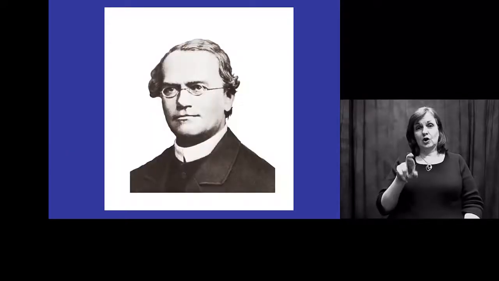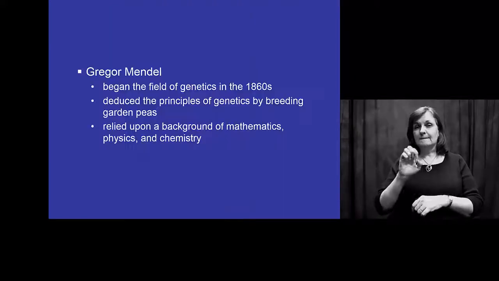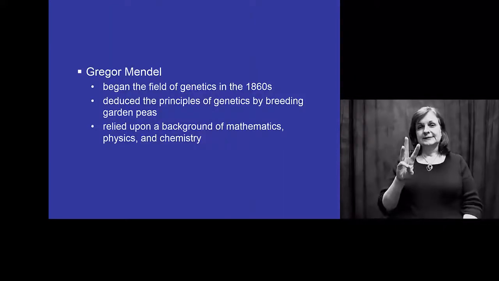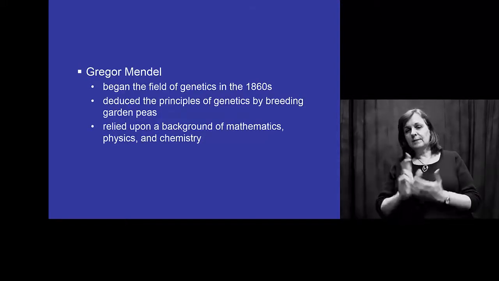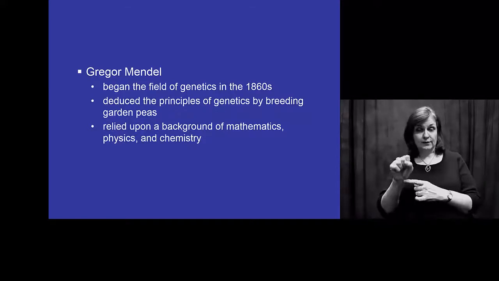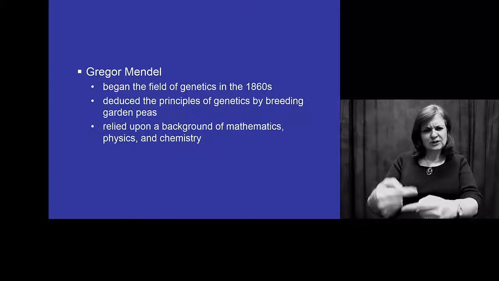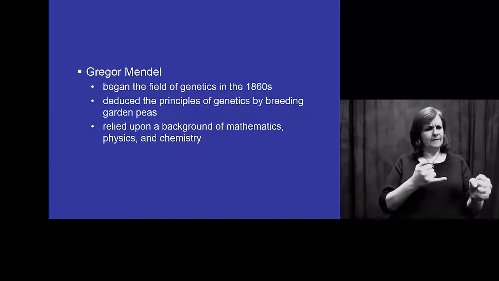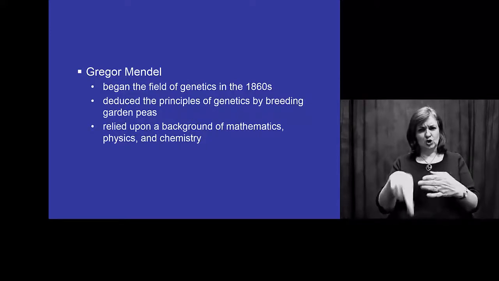This is Gregor. He spent much of his time as a monk in the 1860s thinking about breeding plants. So he spent a lot of time crossing plants, pollinating plants, looking at generations of plants, and trying to understand why, when you crossed particular plants, you got particular outcomes.